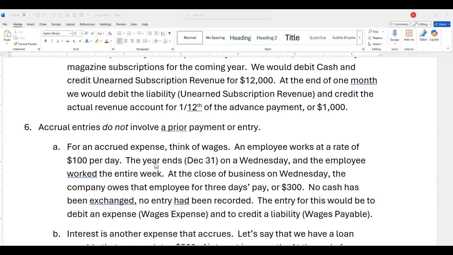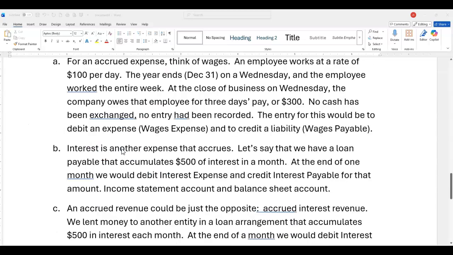Interest is another expense that accrues. Let's say we have a loan that we owe somebody and it accumulates $500 in interest every month. At the end of 1 month, we would debit interest expense and credit interest payable. Again, we're including an expense account on the income statement and a liability account on the balance sheet.